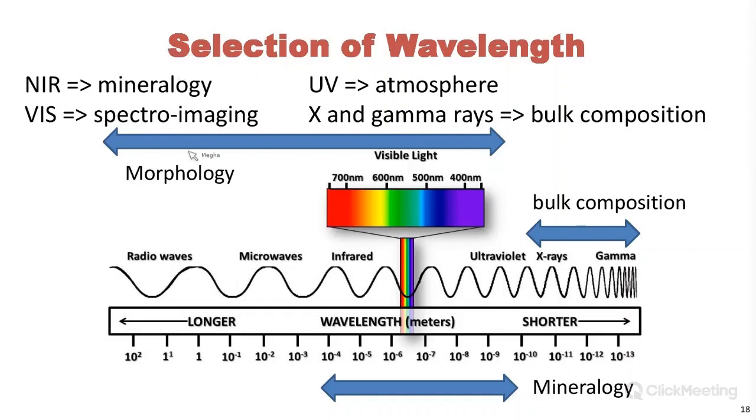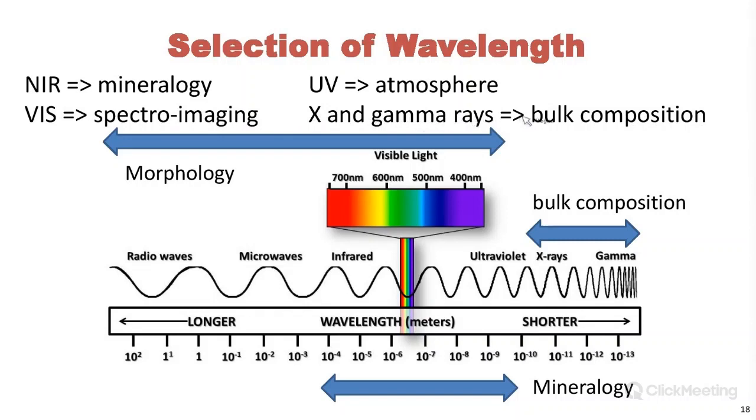So selection of wavelength is dependent on your scientific objectives. Suppose if you want to study atmosphere, the UV part is important to study. If you want to study surface mineralogy, one can concentrate on the near infrared wavelength range, spectroimaging in the visible wavelength range, and if you are focusing on bulk composition, one can go for X and gamma ray spectrometers.